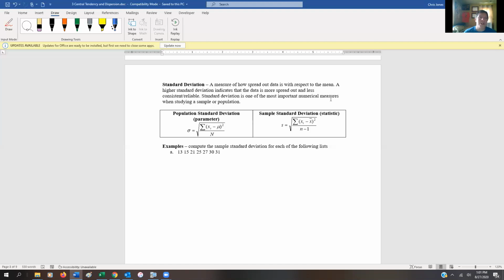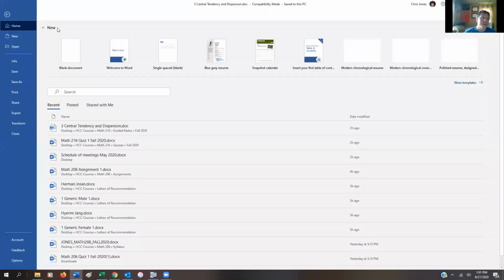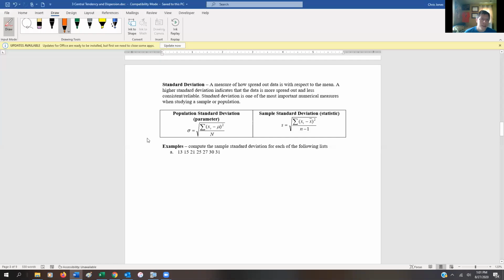Just in general, standard deviation is one of the most important measures in statistics. Okay, we're going to be taking a look at standard deviation throughout the course. So for today, what we're going to be doing is just learning how to compute. Right? So there's two types of standard deviation. One is the population standard deviation, and we have this variable sigma.